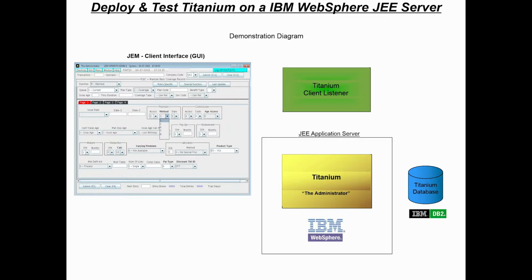And finally, we have an IBM DB2 Database Server. That database server has all of the Titanium database tables defined and ready to go. The goal of this demonstration, once we deploy the Titanium Enterprise EAR file to the server, is to verify and test the foreground processing, report generation processing, and background processing.